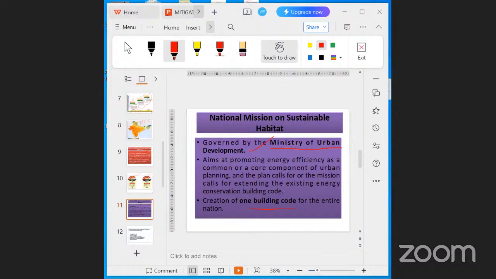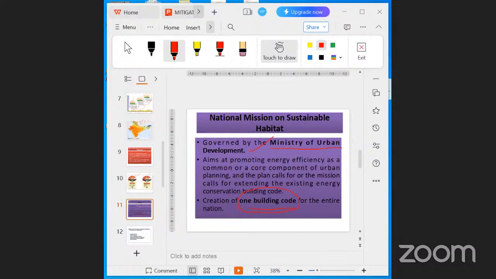So that's why this particular mission aims at promoting a better building code. So a better energy efficiency building code. So that is creating one building code for the entire nation, right? Especially related to the urban areas, and also giving a special emphasis on urban waste management as well as recycling, including power production from renewable sources or power production from waste.